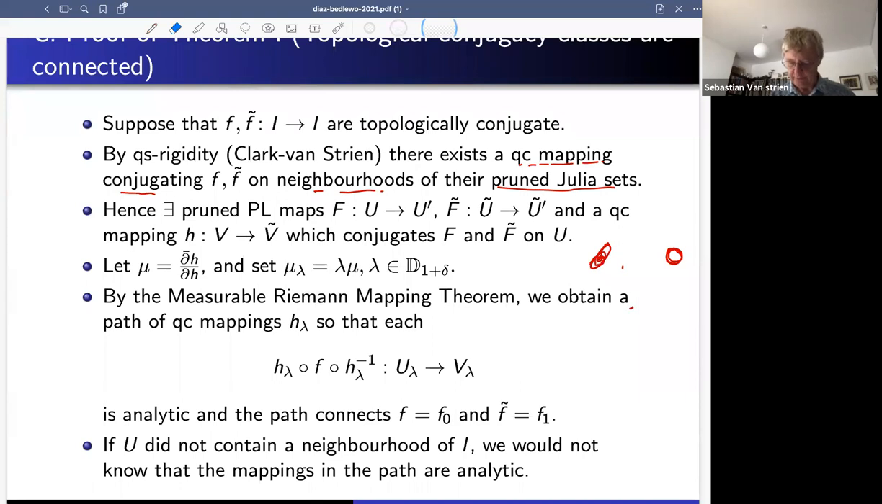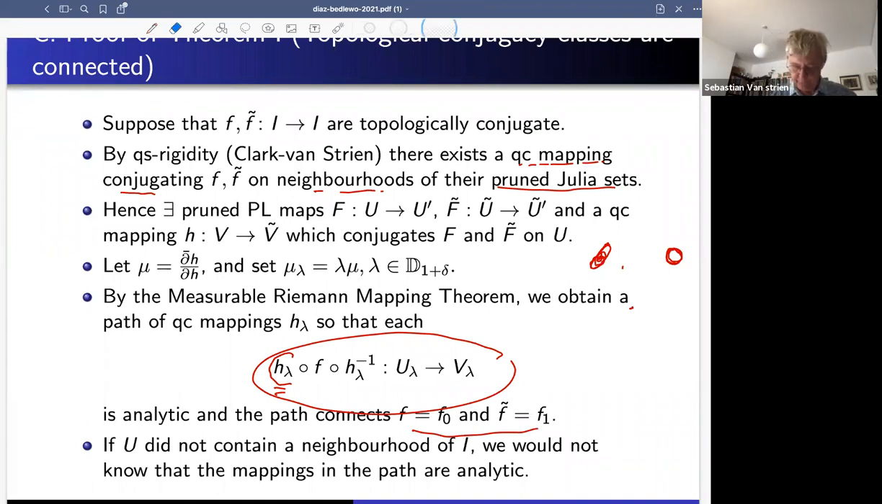And the measurable Riemann mapping theorem tells you that if you do that, there's also a corresponding map H lambda. And from the whole setup, this map, a priori, is just a topological or quasi-conformal map. But actually, from the way it's defined, this turns out to be an analytic map. And that's the beauty of it. And then you actually get automatically a path-connected path between them.